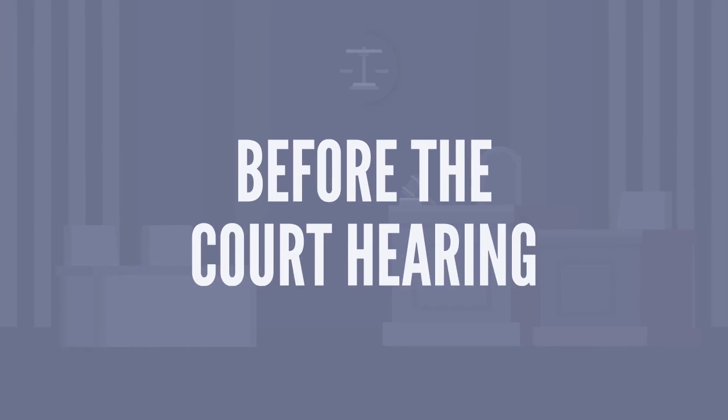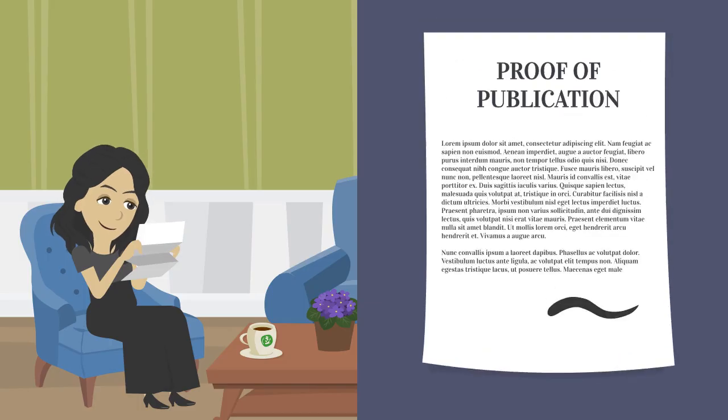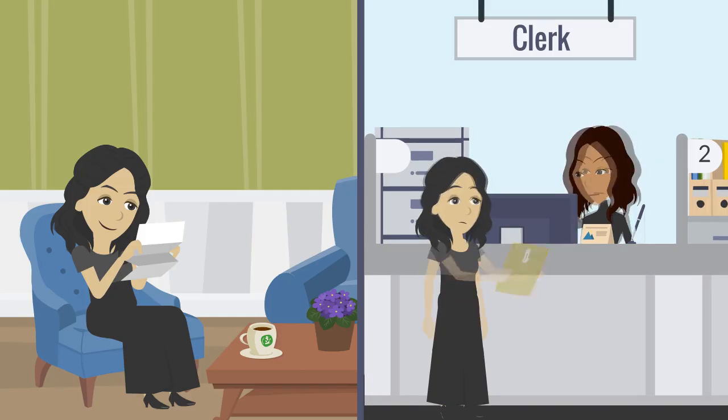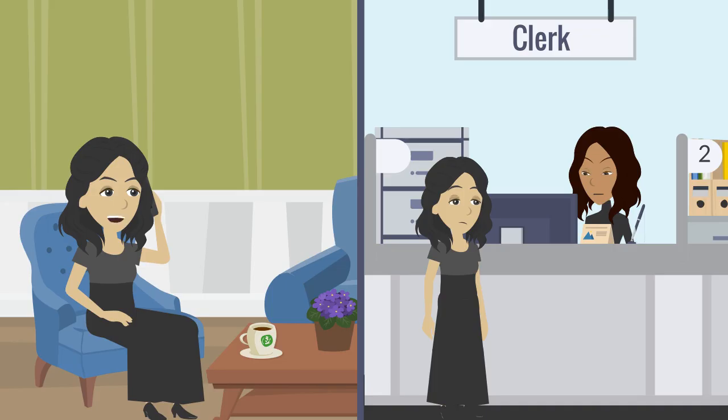After the publication is complete, the newspaper sends you a document called Proof of Publication. Before your hearing date, you need to file the Proof of Publication with the clerk's office, the same place that you filed the petition. Some newspapers file the Proof of Publication for you. You should ask the newspaper directly if they provide this service.